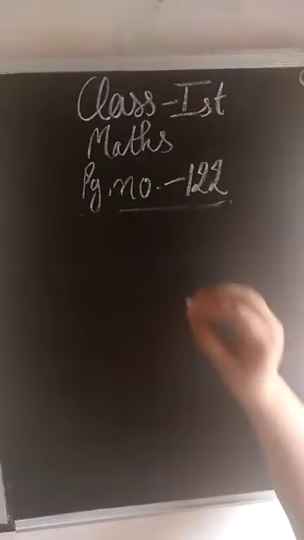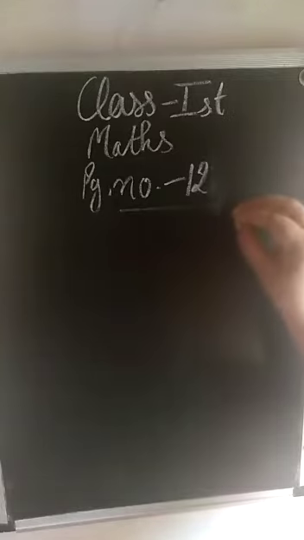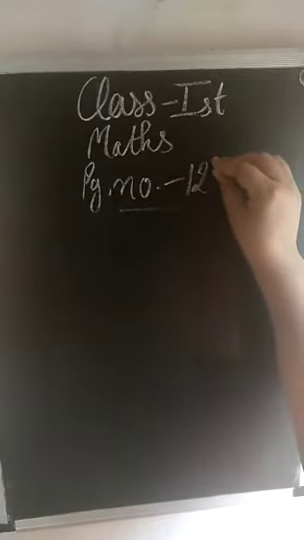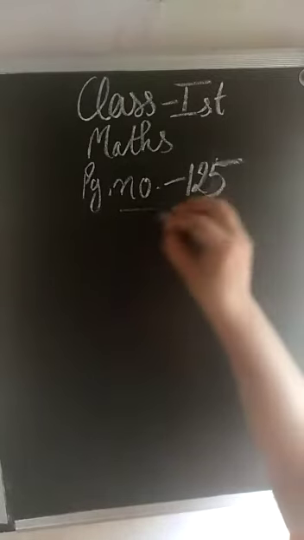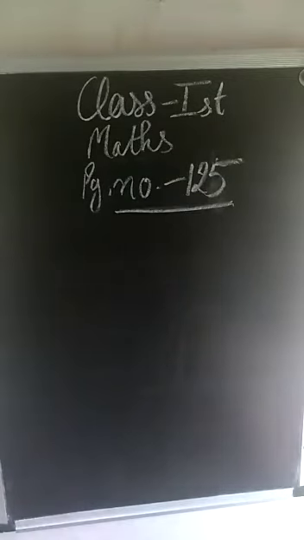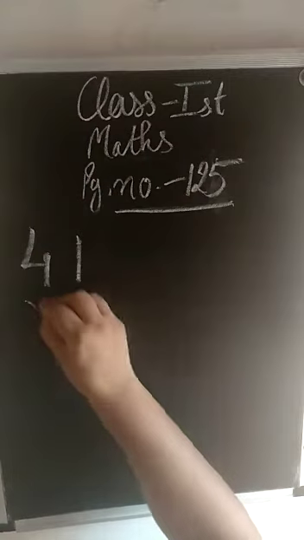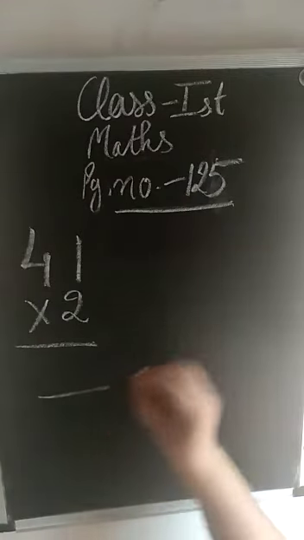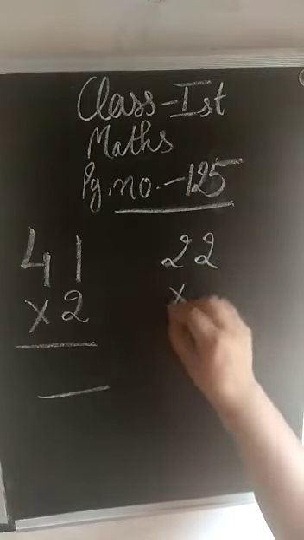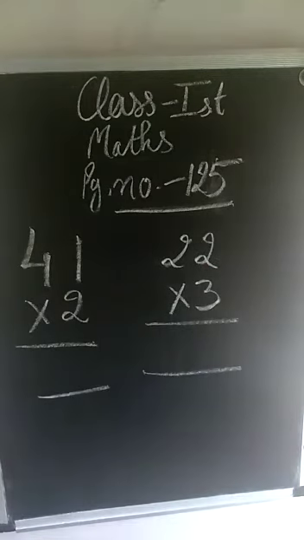Now come to your next page, that is page number 125. Here they had given us the multiplication of 2-digit number by 1-digit number. Clear? So for that we will write a few sums. Till now you had done the multiplication of 1-digit number by 1-digit number, but here 2-digit number multiplication by 1-digit number is given.